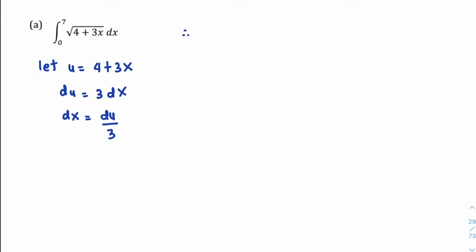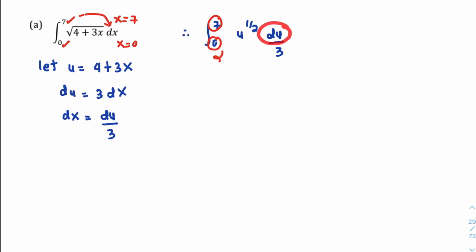So you can say that the integral from 0 to 7 of u to the power of half du over 3. Now, I'm purposely writing this to show you that this is actually wrong. Why? Because the 0 and 7 are with respect to x, that is x equals 0 and x equals 7. What you are doing here is with respect to u, so you have to change this 0 and 7 by substituting into what you let u be.